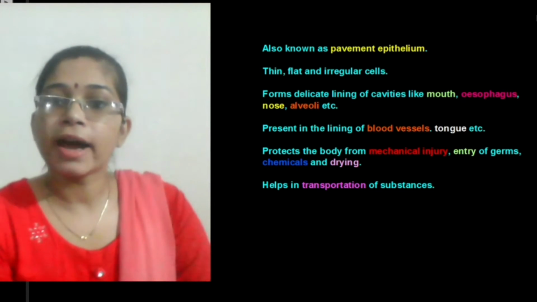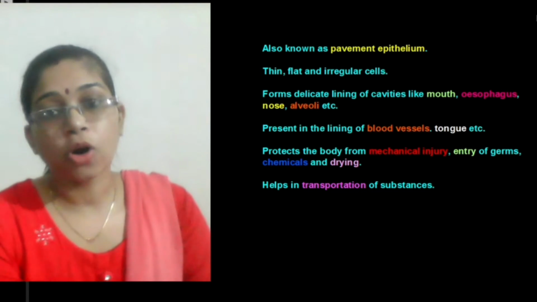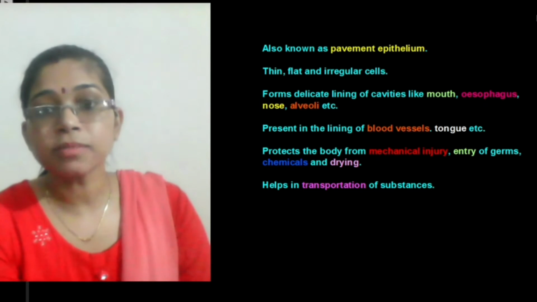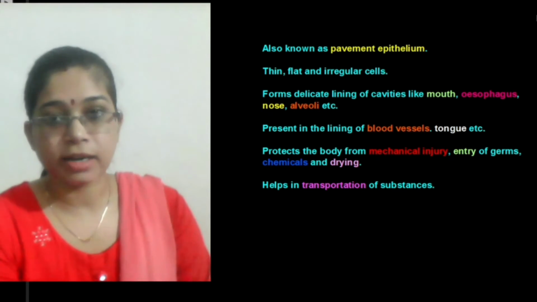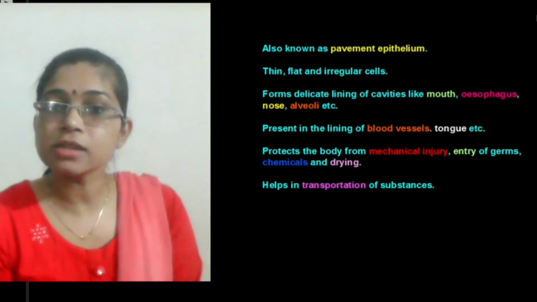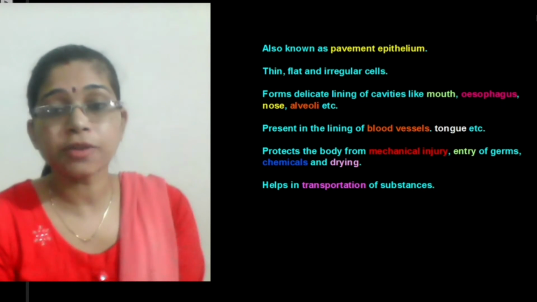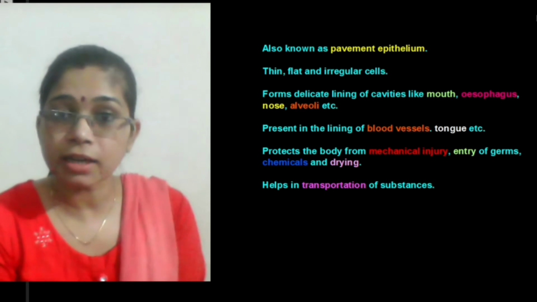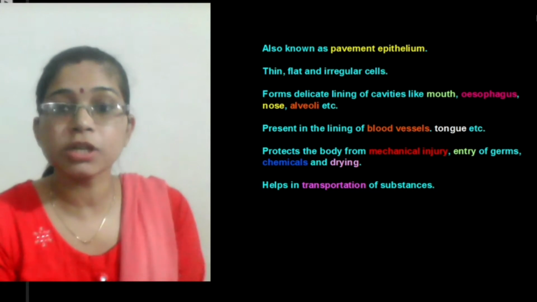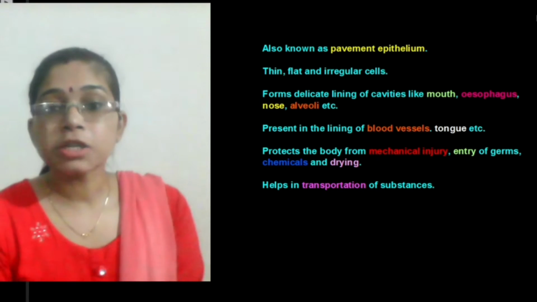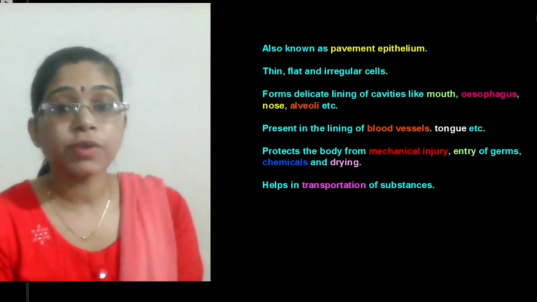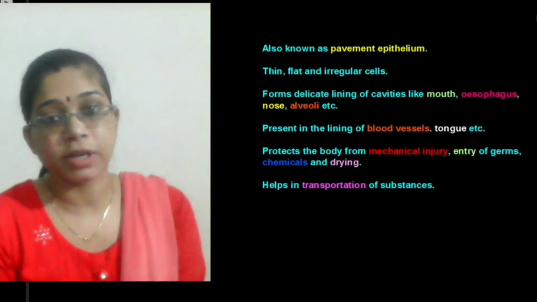Let's see the properties. These are thin, flat and irregular cells. They are also known as pavement epithelium. They are present in the mouth, esophagus, nose, alveoli, etc. Means they form the lining of these cavities also. Now, because I have told you that they form a barrier, no mechanical injury is possible because of this epithelium. Most of the time, these tissues are present in those organs where some transportation takes place.